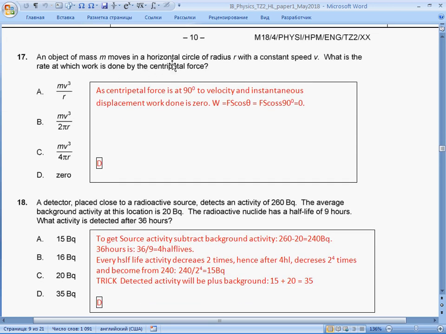Object moves in a circle, what is the rate at which work is done? As centripetal force is at 90 degrees to velocity and displacement, work done is 0. So work equals Fs cosine theta, at 90 degrees cosine is 0, work done is 0. So answer D.